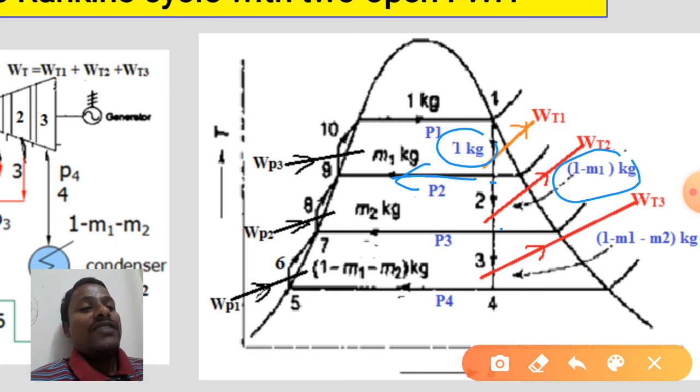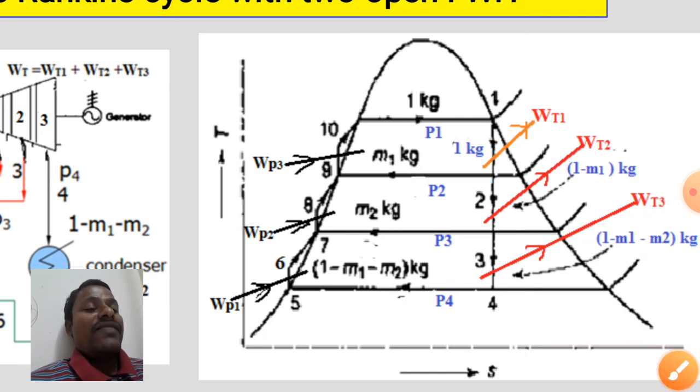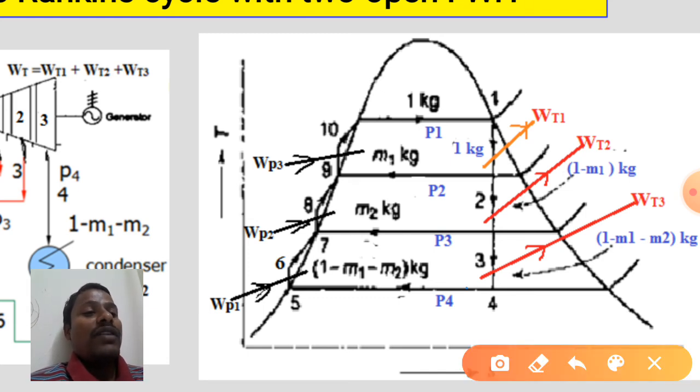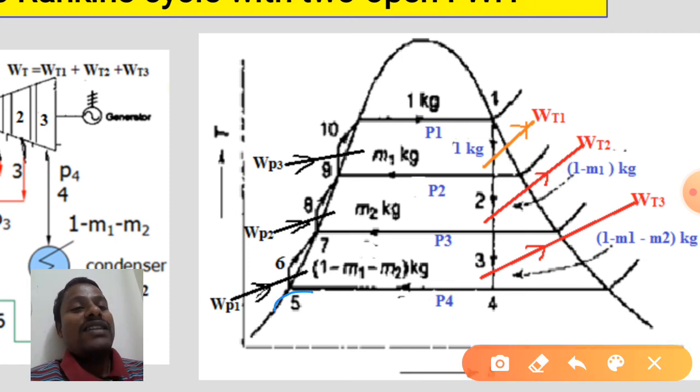So after 3, I am drawing m2 kg of steam again for feed water heater 2. Then the steam at state 3 with mass 1 minus m1 minus m2 kg will expand between 3 and 4, producing WT3. Then finally the steam at condition 4 at pressure P4 comes out and undergoes condensation inside the condenser. So it comes out at state 5.